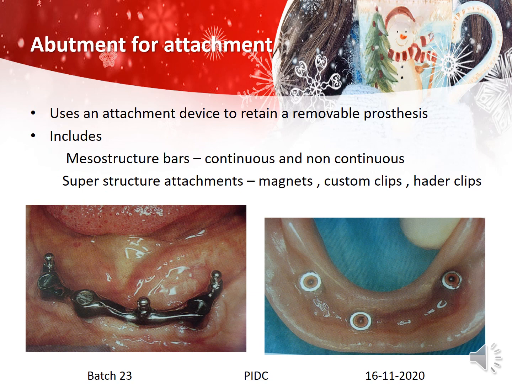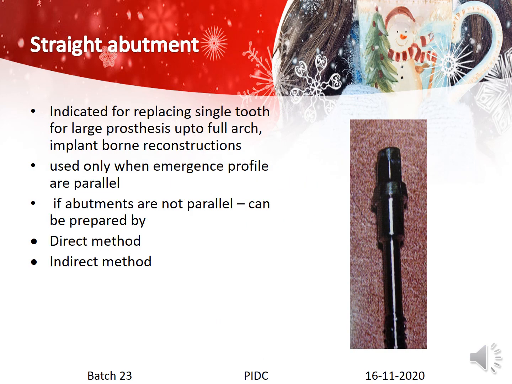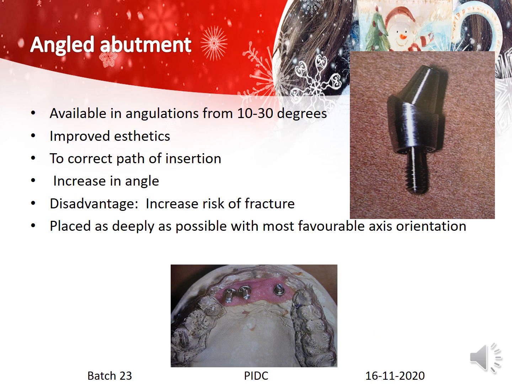Next, coming on to the abutment for attachment. So you could see that in this case, this is an entire abutment. This is an attachment device to retain a full removable prosthesis. This includes the mesostructure bars, which could be continuous or non-continuous, or superstructures such as magnets or custom clips or the Hader clips. The next category is your straight abutment or your angled abutment. Straight abutments are indicated for replacing a single tooth, for large prostheses up to full arch implant bone structures, and are used for emergence only when the emergence profile is parallel, but if it is not parallel, then it can be prepared by a direct or indirect method.